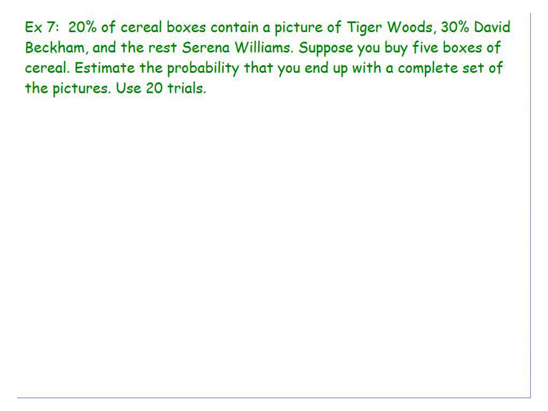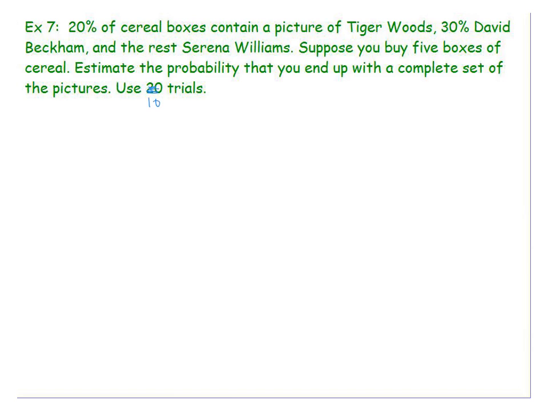20% of cereal boxes contain a picture of Tiger Woods, 30% David Beckham, and the rest Serena Williams. Suppose you buy 5 boxes of cereal. Estimate the probability that you end up with a complete set of pictures. Use 20 trials. Because this is a video and it's time, we're going to change that to 10 trials.